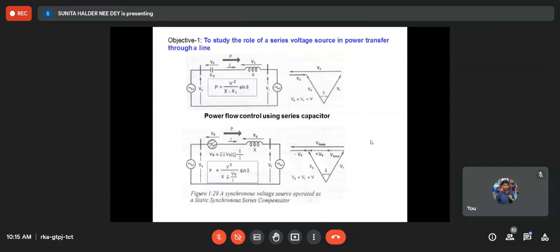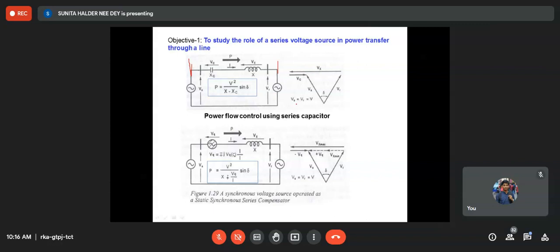So actually the first objective is the study of power transfer in presence of a series voltage source. In this figure, if you see, this is a single transmission line. This is one end, this is the other end. Now here at both ends there is a source, but you have learned there is a source at one end and a load at the other end. But this type of situation may also arise.